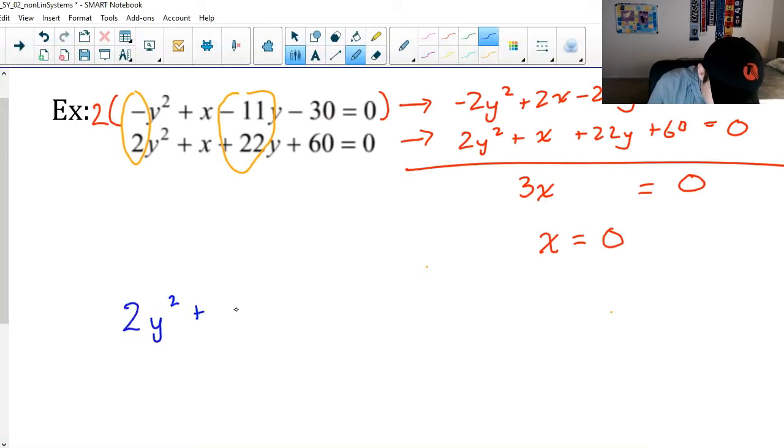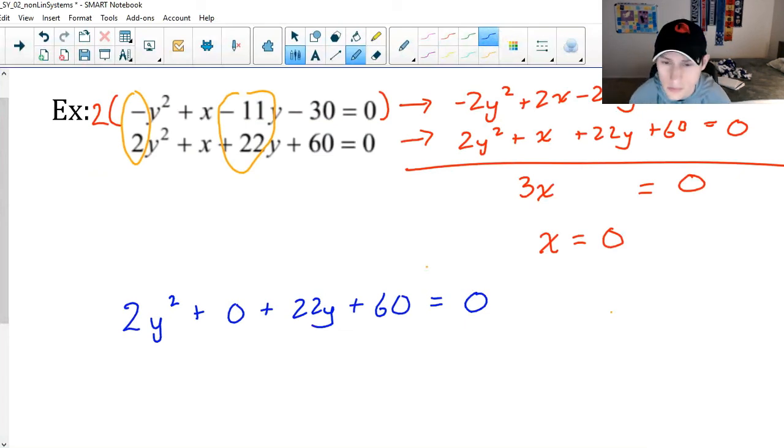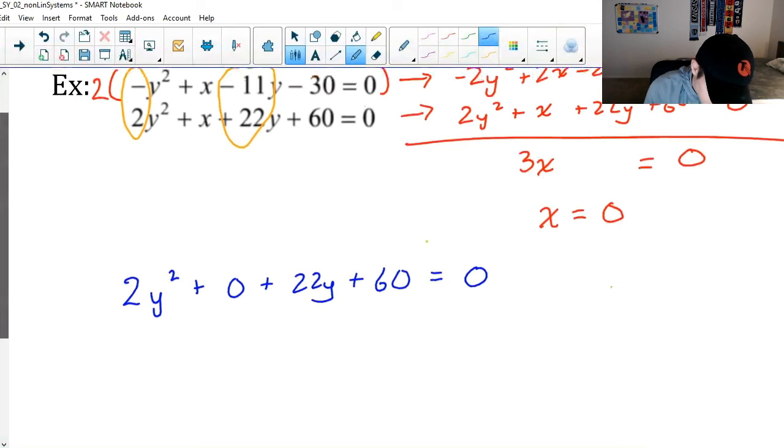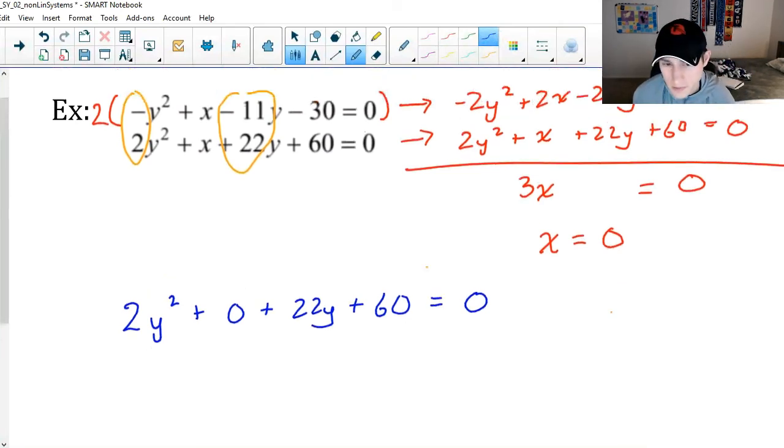2y squared plus x, so that's plus 0, plus 22y plus 60 equals 0. Again, I'm going to try to solve this. I'm going to try to factor. So I see that each of these terms has a 2 in it. So I'll factor out a 2.